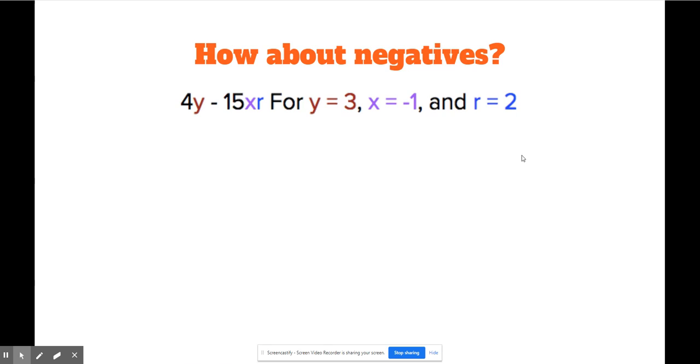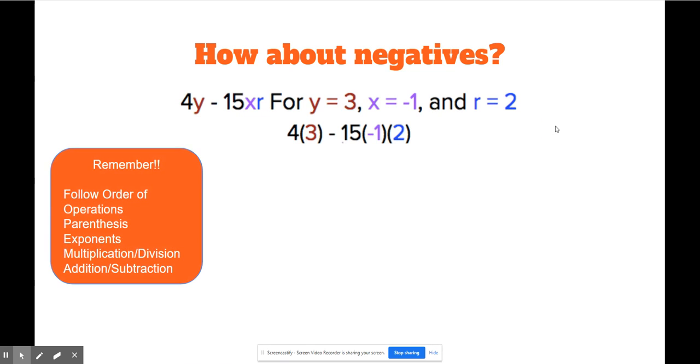How about another one, but using some negatives? And now we got 3 variables. So now things are getting even trickier. They really shouldn't be if you're following your steps. Okay. So the first thing we need to do is substitute everything in, right? So instead of writing a y here, I'm going to substitute my 3 in because it tells me y is equal to 3. Instead of putting the x in, I'm going to put a -1 because it tells me -1. Instead of putting an r in, I put a 2 in where the r is supposed to be.